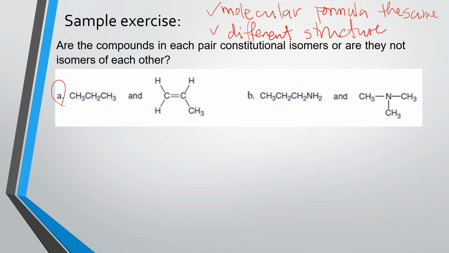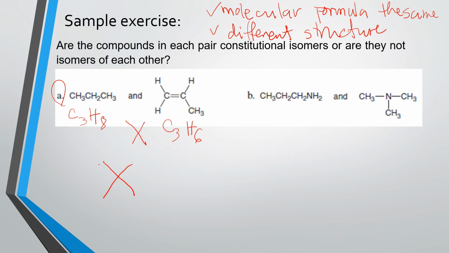criterion. Next, molecular formula. For this compound, C, ilan? We have 3. H, we have ilan? 8. Pangalawa, we have C3. H ilan? 3, 4, 5, 6. Are they the same? Not. So, di sila isomers.